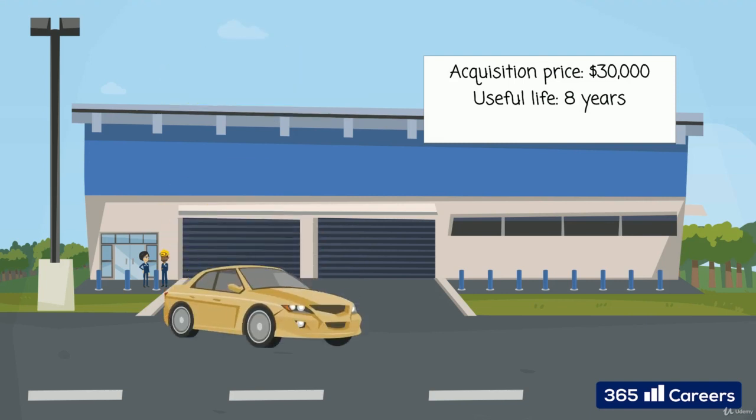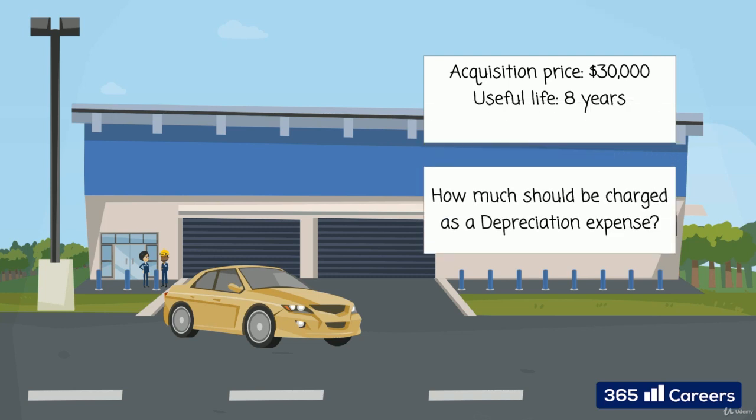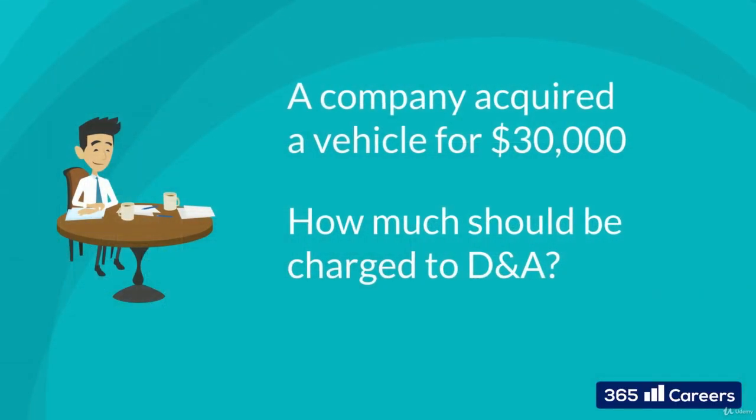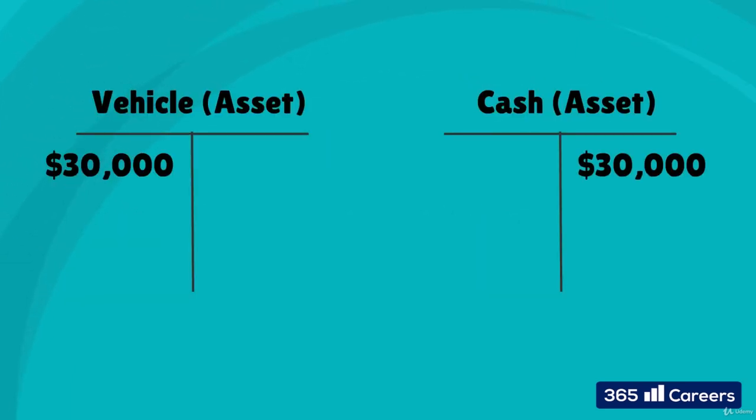Imagine that a firm buys a vehicle for $30,000. The vehicle has an estimated useful life of 8 years. How much should be charged as an expense this year? We know that $30,000 has been paid for the vehicle, but only a portion of this sum can be attributed to the current period, right? Instead, the following will occur.